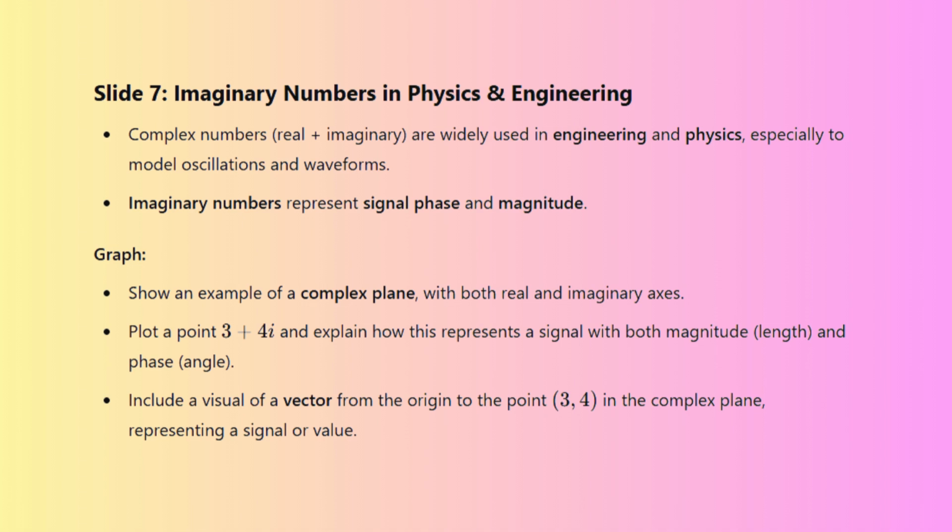For example, the voltage and current in an AC circuit can be represented as complex numbers, where the real part represents the magnitude, and the imaginary part represents the phase or direction.